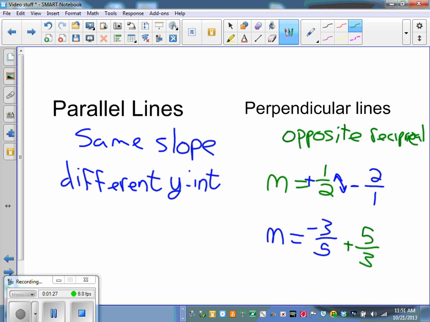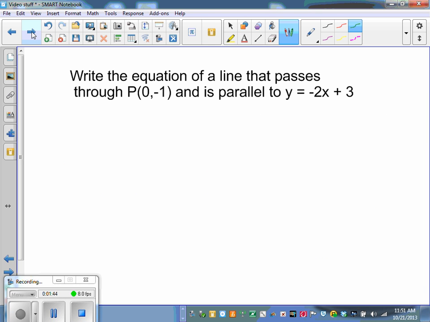All right, so we need to know that information. We're still using the same concept. We need to find the slope, and we need to find the y-intercept. But the way we find slope is it's either the same as the line that's given, or it's its opposite reciprocal, depending on if it's perpendicular or parallel. All right, so now we're going to do this problem.